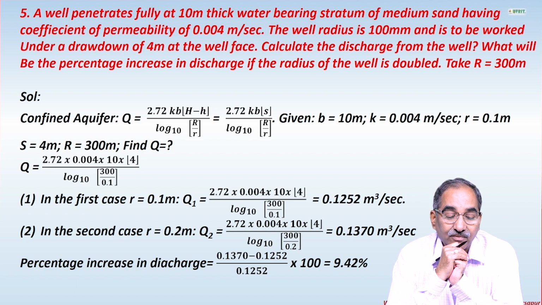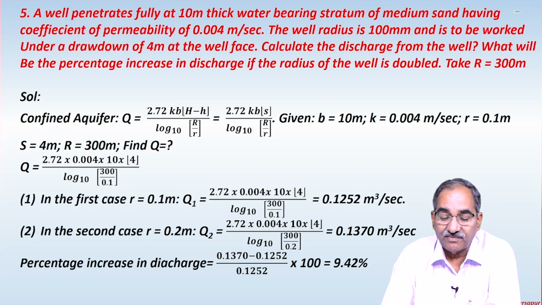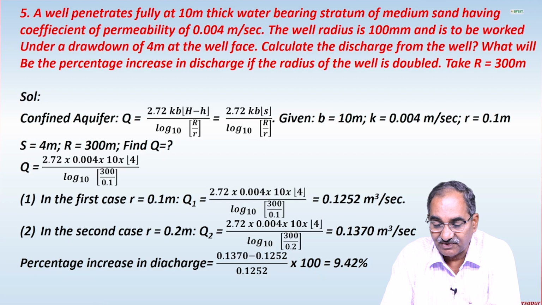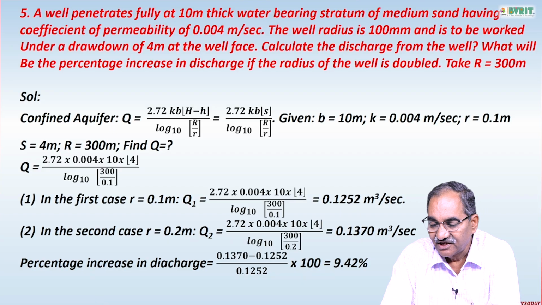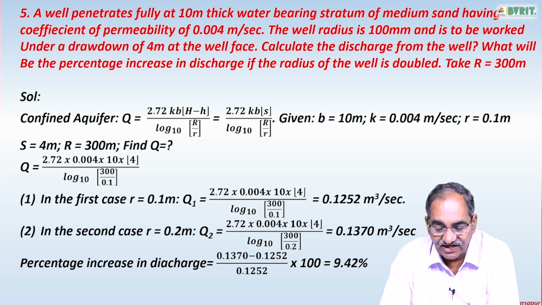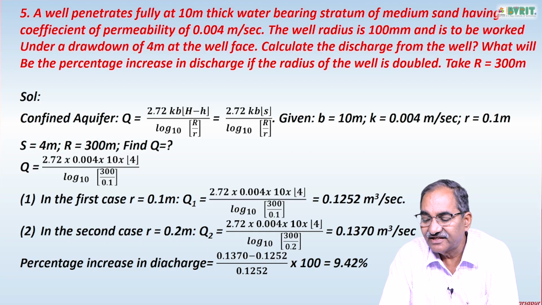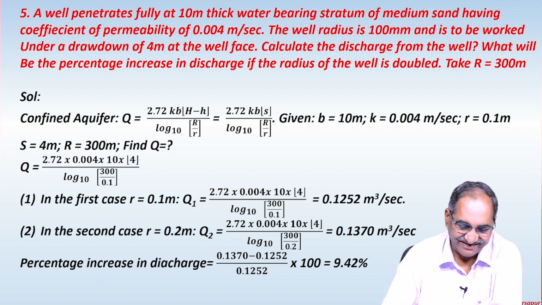A well penetrates fully a 10 meter thick water bearing stratum of medium sand and coefficient of permeability 0.004 meters per second. The well radius is 100 meters and is to be worked out under a drawdown of 4 meters at the well face. Calculate the discharge from the well. What will be the percentage increase in discharge if radius of the well is doubled? Take R is equal to 300 meters.